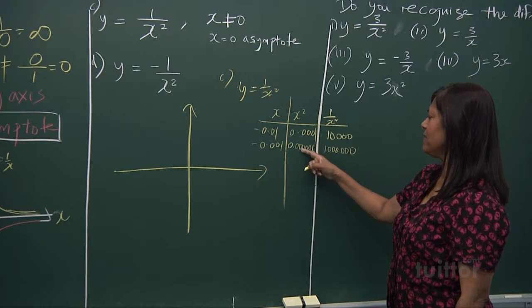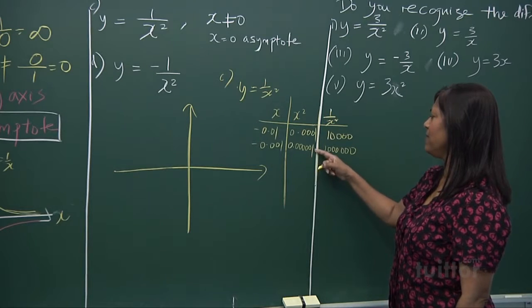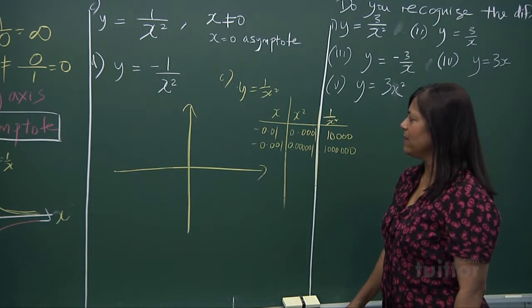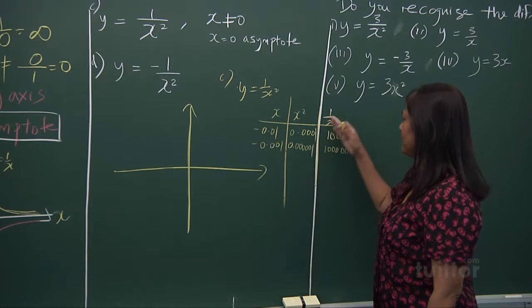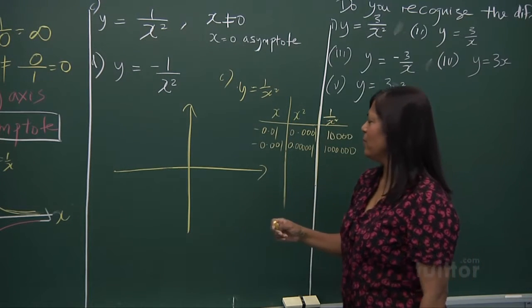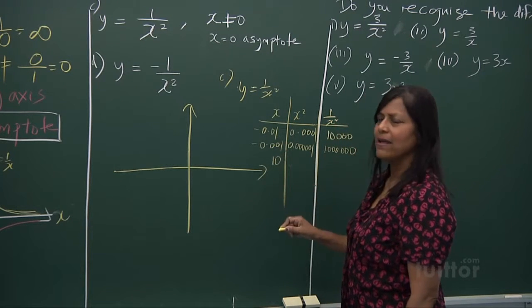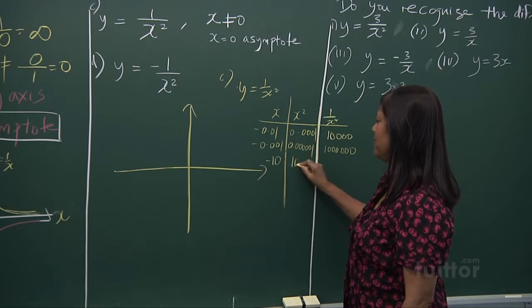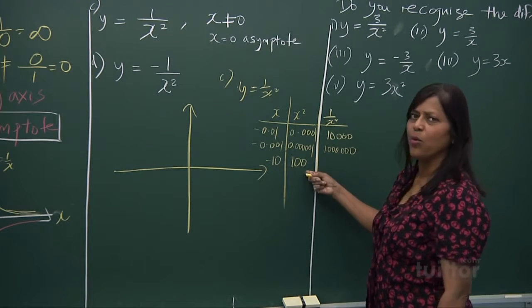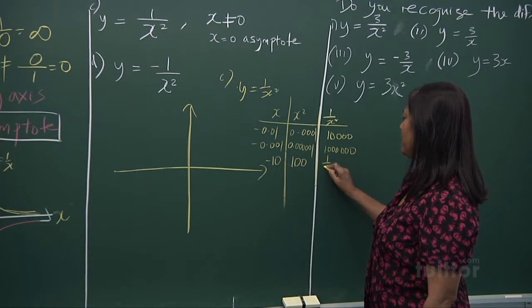10, 100, 1,000, 10,000, 100,000, 1,000,000. Alright, you get 1,000,000. So you can see that whatever negative numbers you put in, they become positive. But if x is, for example, minus 10, y becomes 100, and this is 1 over 100, right? It's getting smaller.